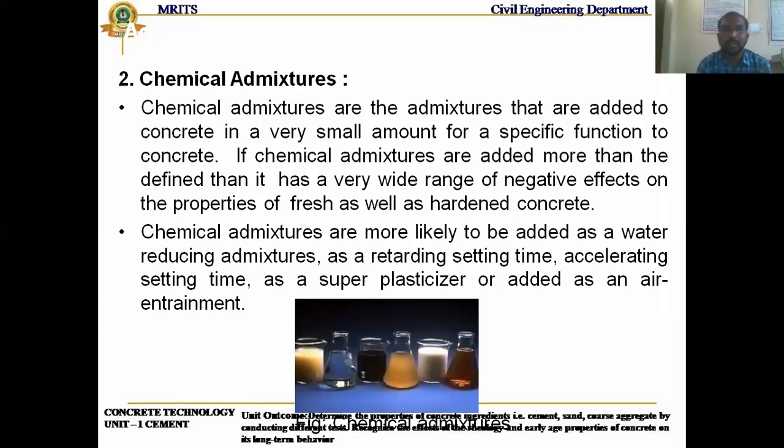And if at all the chemical admixtures are added in more quantity than the required quantity, it will show negative effects on the properties of the hardened concrete. So chemical admixtures need to be added in a sufficient manner to reduce the water. These include water reducing admixtures, retarding setting time, accelerating setting time, as well as superplasticizers, and air entraining agents are also added in these chemical admixtures.